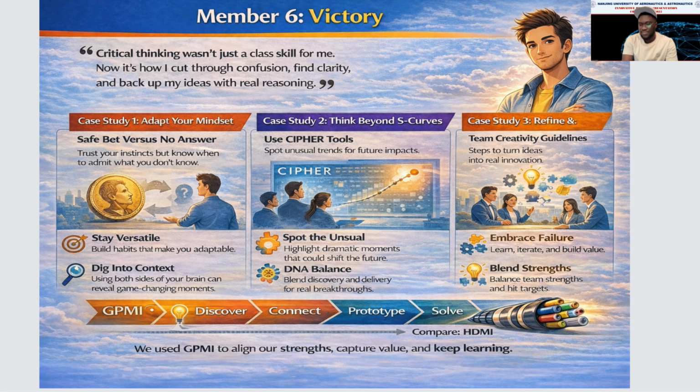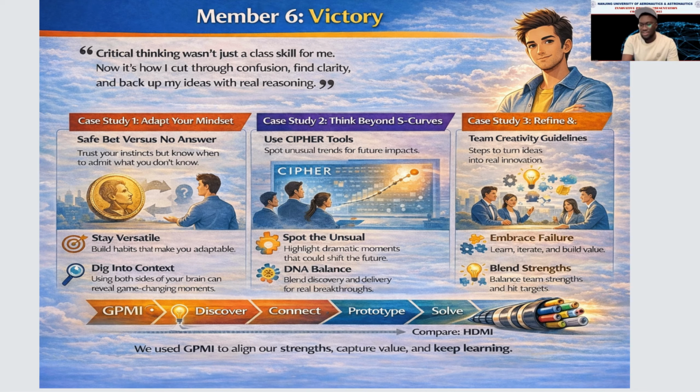First, I developed a more adaptable mindset, which balances intuition with humility. Also, choosing safer evidence-based decisions over forced answers, and using both logic and creativity to fully understand problems. Secondly, Cypher trained me to look beyond normal growth patterns by noticing weak signals and dramatic moments that can indicate major future shifts while still keeping the right balance between imaginative discovery and discipline.